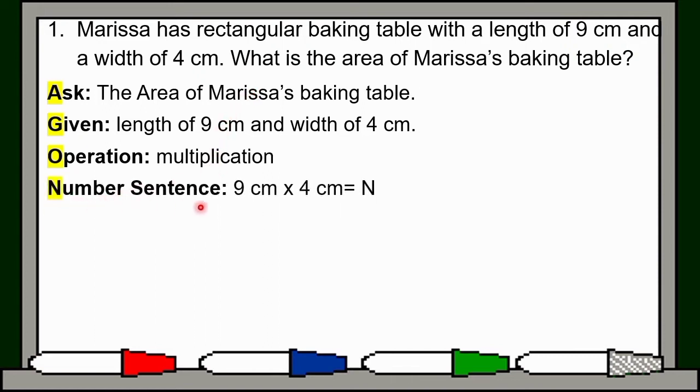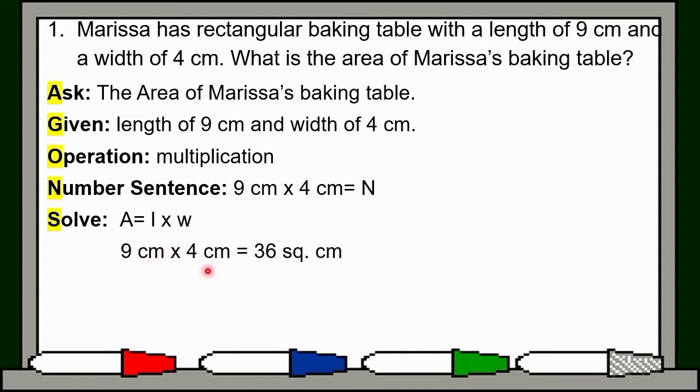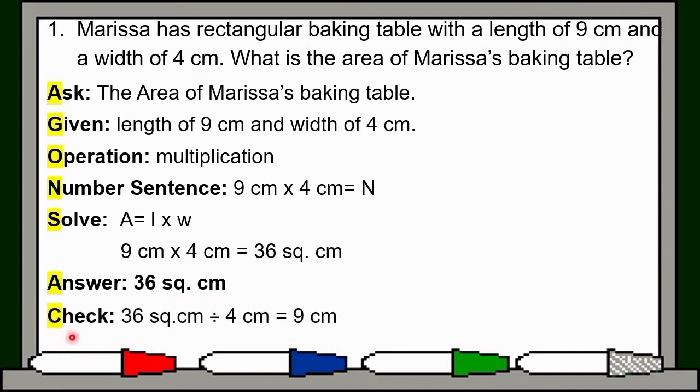Multiplication. And the number sentence, 9 centimeters times 4 centimeters equals n. Let us solve. Our formula in finding the area of a rectangle is length times width. So 9 centimeters times 4 centimeters is equal to 36 square centimeters. So the answer is 36 square centimeters. And then let us check. To check, let us divide the answer, 36 square centimeters, by our width, which is 4 centimeters.